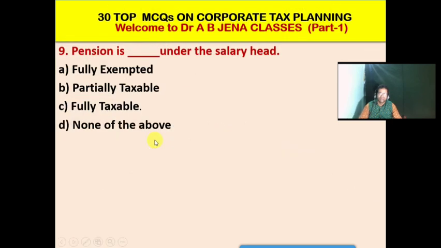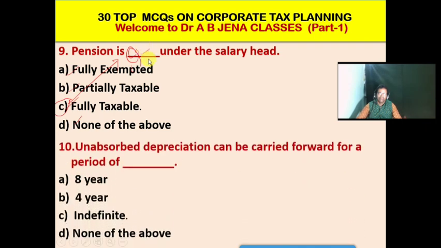So next MCQ. After retirement an employee will get the pension. So pension is what under the salary head? A. Fully exempted, B. Partially taxable, C. Fully taxable, D. None of the above. Friends, C is the right option for this MCQ.